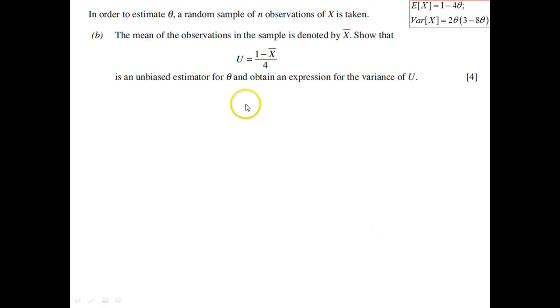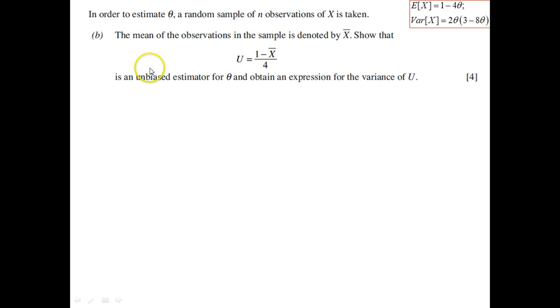Part B. In order to estimate theta, a random sample of n observations of x is taken. So we're in a sample mode. The mean of the observations in the sample is denoted by x bar. Show that u, which is (1 minus x bar) over 4, is an unbiased estimator for theta, and obtain an expression for the variance of u.